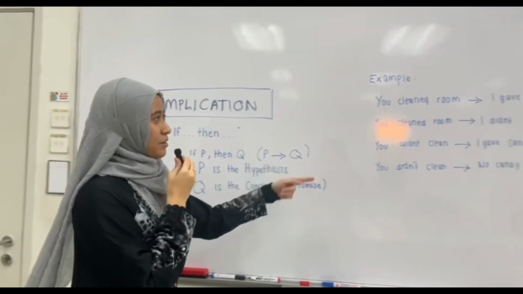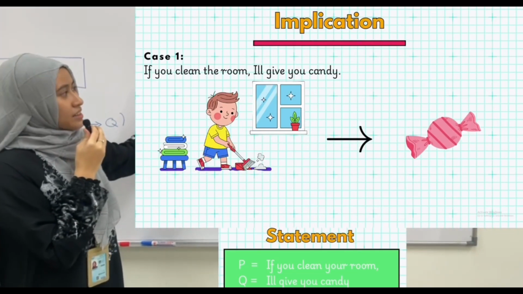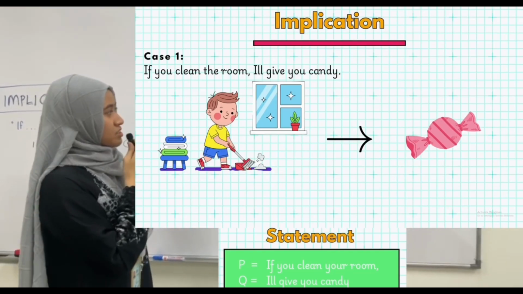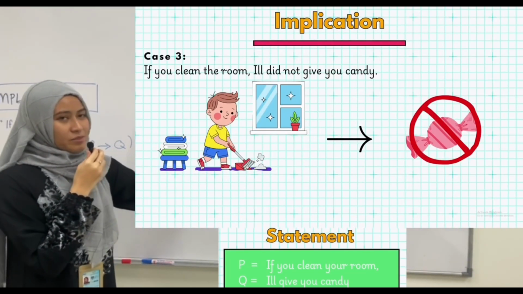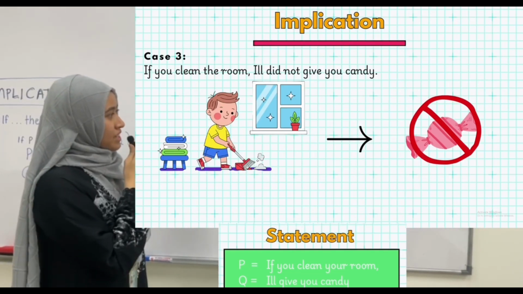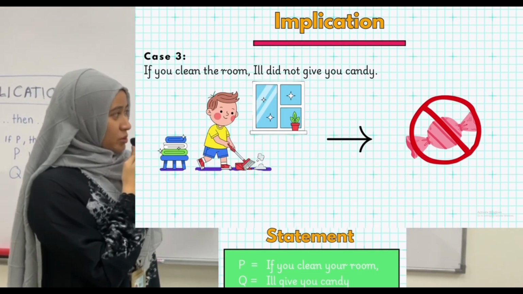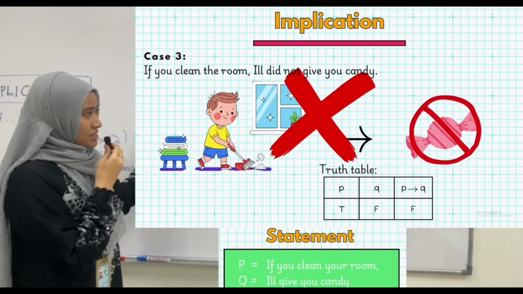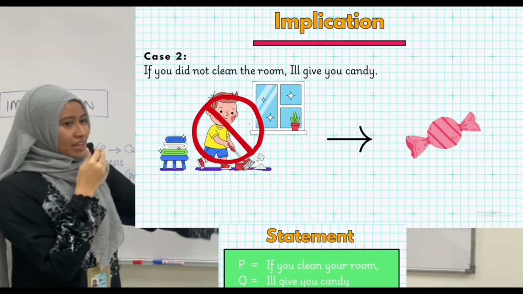Okay, let's look at the example. The first example is you clean the room, I give you candy. The promise is kept, so the statement is true. The second example is you clean the room, I didn't give you candy. Even though the promise was made, they didn't keep their promise, so the promise is broken and the statement is false.